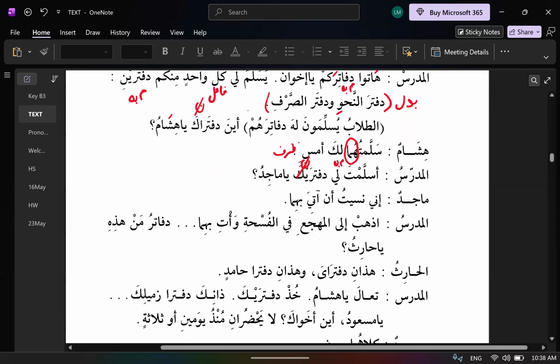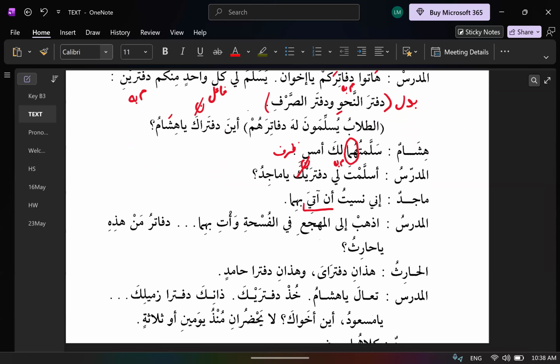Majid says, Inni nasitu an atiya bihima. I forgot to come with them, basically to bring them, right? Ataya, to come, and bi, to come with something, meaning to bring something. So inni nasitu, I forgot. What did I forget? This mastar muawwal is my mafulun bihi. An atiya bihima. Notice that an mastariya makes the mudare mansoob, and bihima is jar wa majroor.